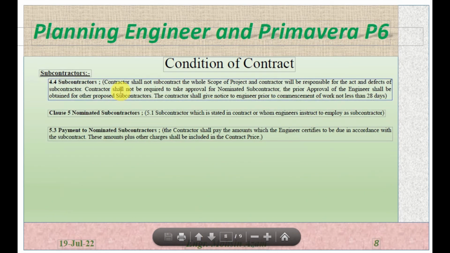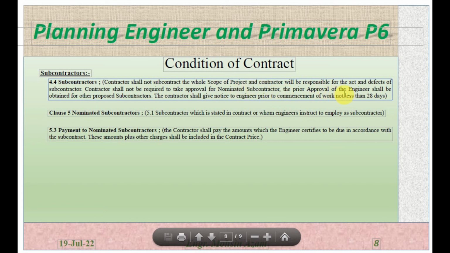Okay, next is subcontractor. 4.4 is actually subcontractor. The contractor shall not subcontract the whole scope of the project, and the contractor will be responsible for any defect of the subcontractor. The contractor shall not be required to take approval for a nominated subcontractor. If there is any nominated subcontractor, approval for the contractor in case of a nominated subcontractor is not required.